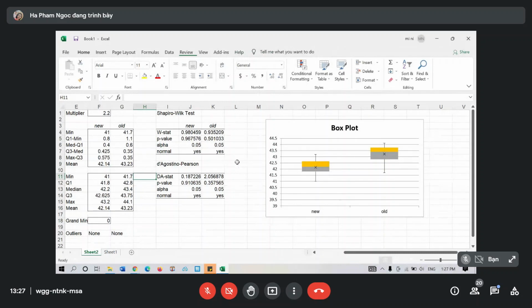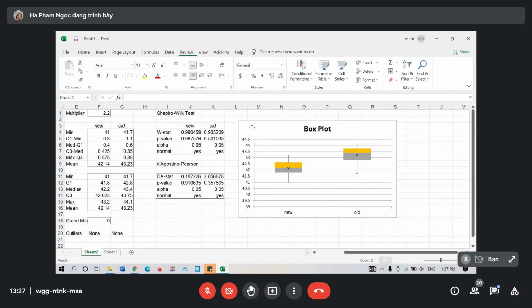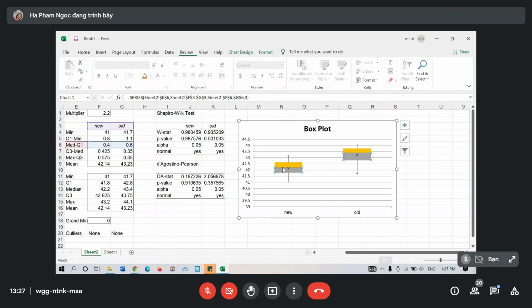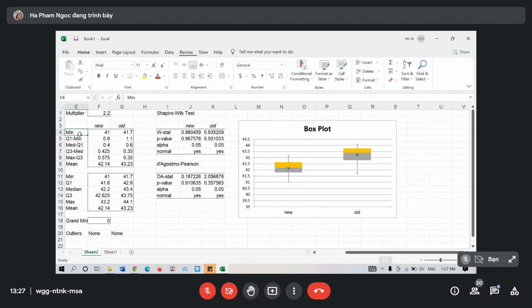So this is my normality test. I have the box plot here. Can you describe the box plot? Yeah, the box plot has a five-value summary: the mean value here, the Q1 value, the median, the Q3, and the maximum value.